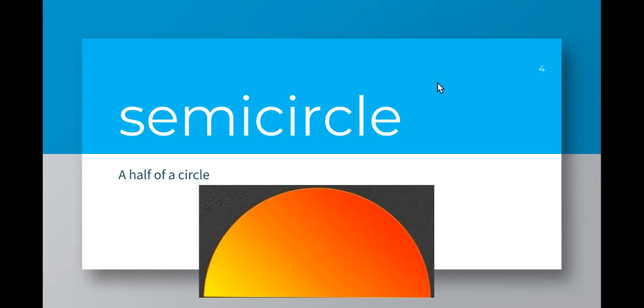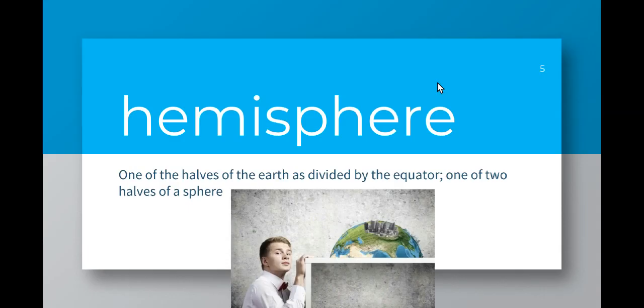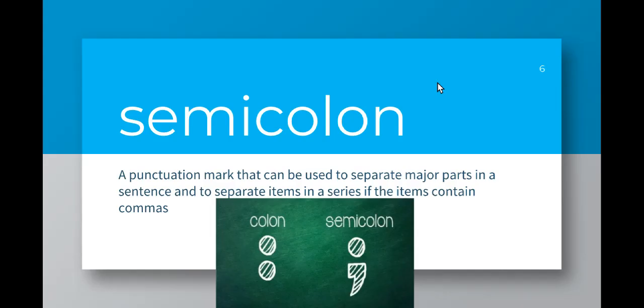So semicircle is a half of a circle. So it's pretty easy. Semi meaning half, circle meaning circle, semicircle, half of a circle. Next is hemisphere. This is one of the halves of the Earth as divided by the equator, or one of two halves of the sphere. So if you take the Earth and divide it in half around the middle, which is the equator, you get the northern hemisphere and the southern hemisphere. So on your homework next to hemisphere, write which hemisphere we live in.